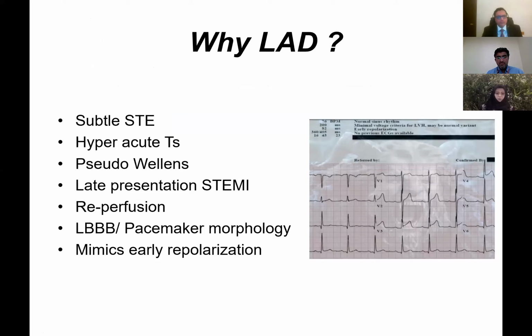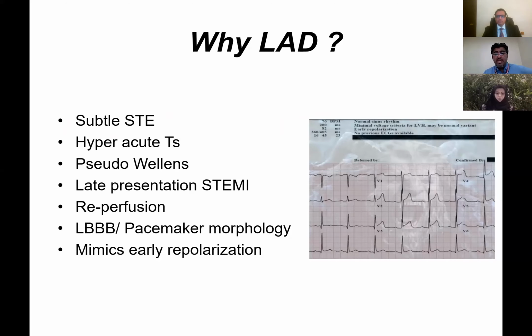Most of the time it's going to be very challenging for us, because there are many situations which could mimic ischemia but are not ischemia, like maybe hyperkalemia or early repolarization. Sometimes left bundle branch block will have a normal ST segment elevation in the anterior leads. So it's very, very challenging and very difficult.